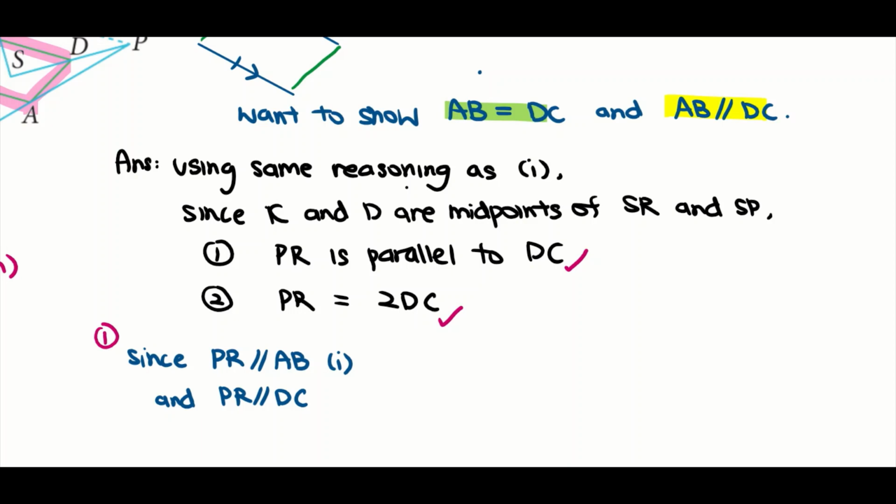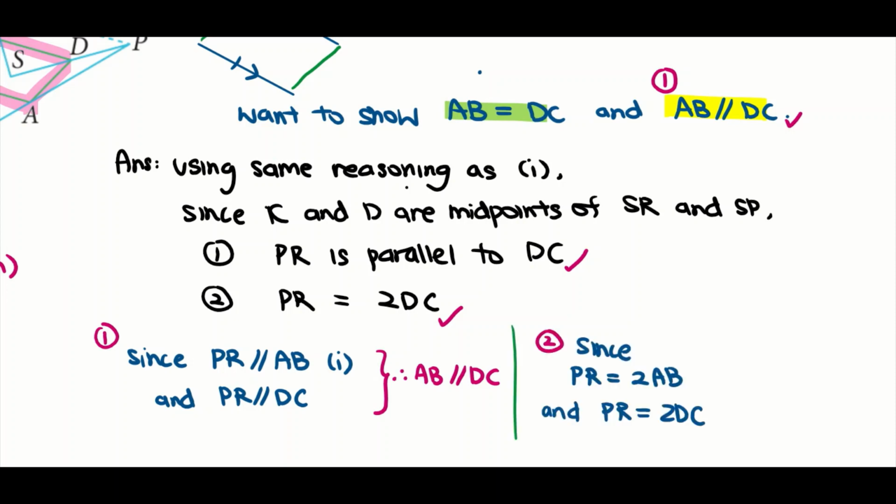So number one, because PR is parallel to AB from part 1 and PR is parallel to DC, I can actually prove that AB is parallel to DC, which is what I want to show here. So let's do the same for result number 2. Since PR equals 2AB from part 1 and PR equals 2DC from what I just showed, then I can show that 2AB equals 2DC, which will eventually give me AB equals DC. And that is result number 2, which is what I want to show.